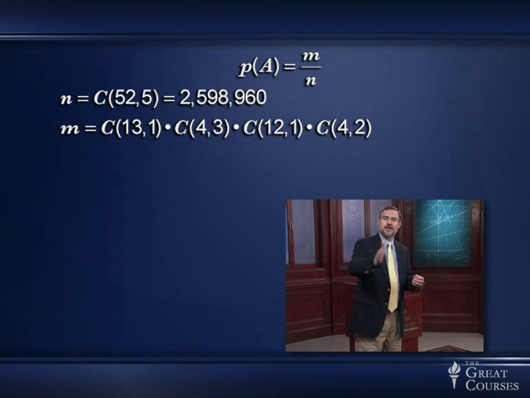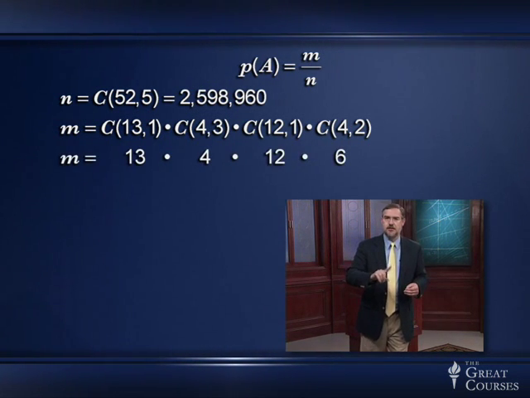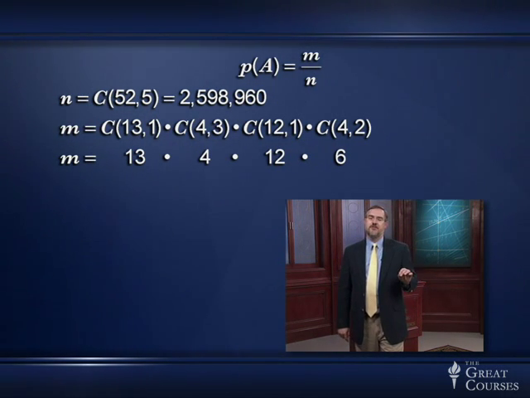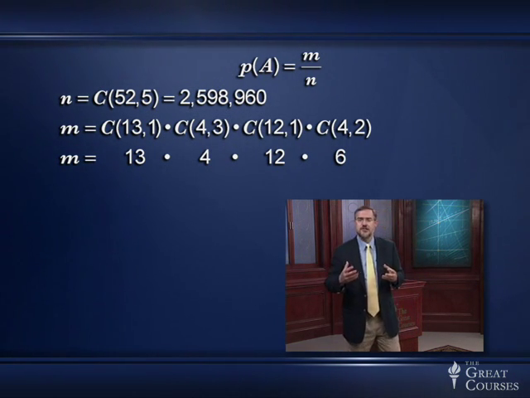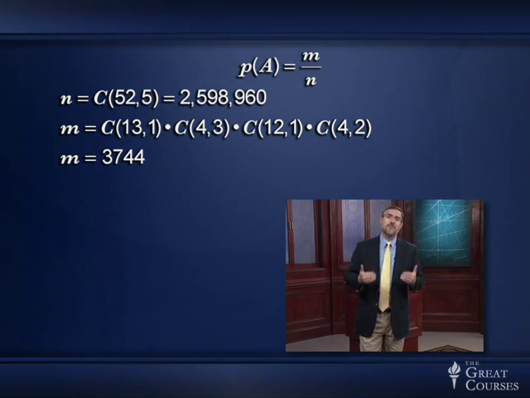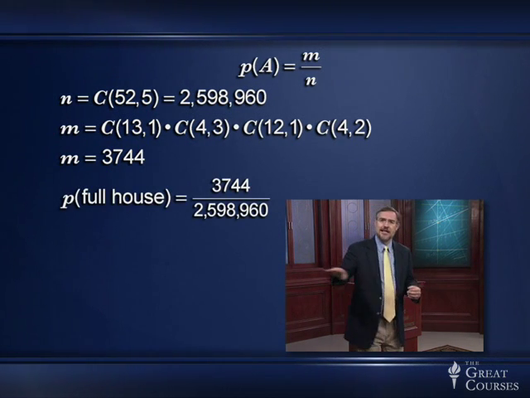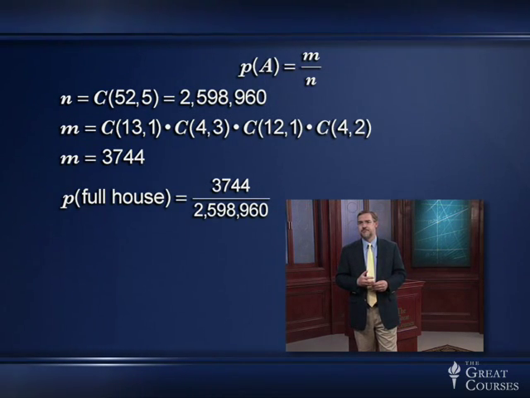And now if you think about the multiplication principle, it means that the number of ways you could build that full house would be 13 times the C of 4, 3 times 12 times C of 4, 2. And if you use the formulas we've had for those C functions in the past, that total number is 3,744, which means the probability of having a full house dealt to me at random is 3,744 divided by 2,598,960.